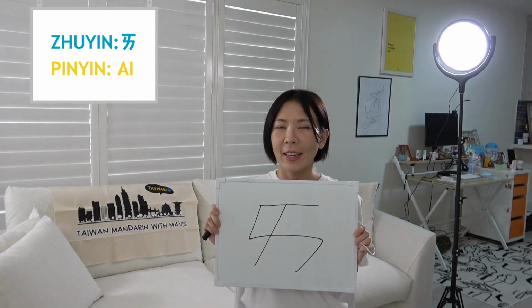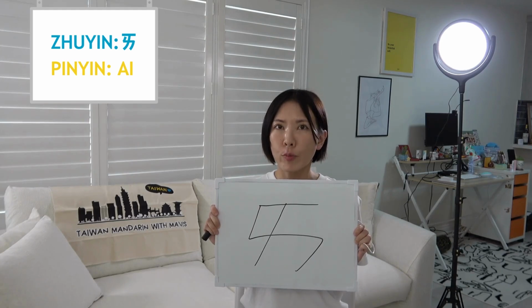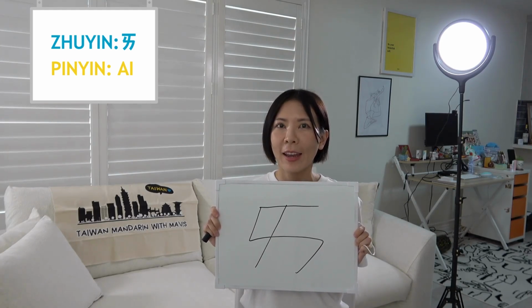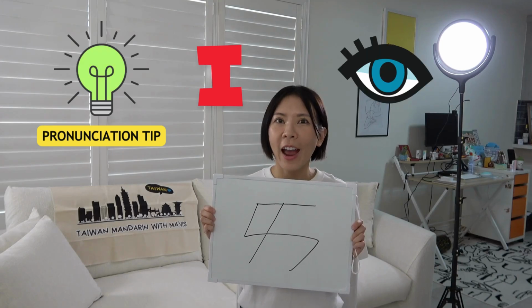Repeat after me. ㄞ. The equivalent will be how you pronounce the symbol AI in Pinyin, which is also ㄞ. This one is exactly the same pronunciation as saying I or eye.